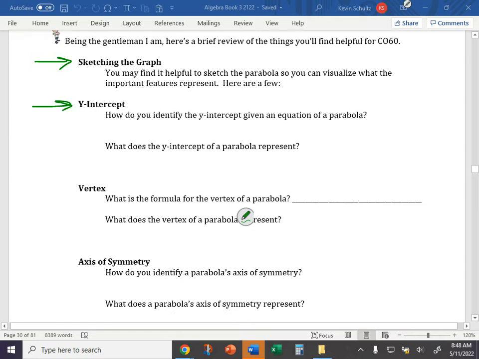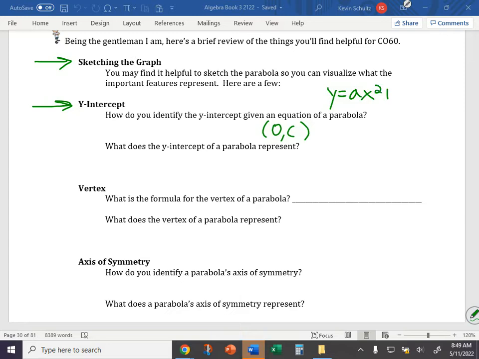The Y-intercept, we talked about that. How do you identify the Y-intercept given an equation of a parabola? Again, back to CO53 here, and PO54. How do you identify the Y-intercept of a parabola when you are given an equation? So you don't have a graph to look at, you have the equation, yeah? Look for the C term. Right, it's (0, C), okay? And of course, you must know that parabolas are all in this form: y equals ax squared plus bx plus c, right? That y-intercept is that c term, that constant, okay?